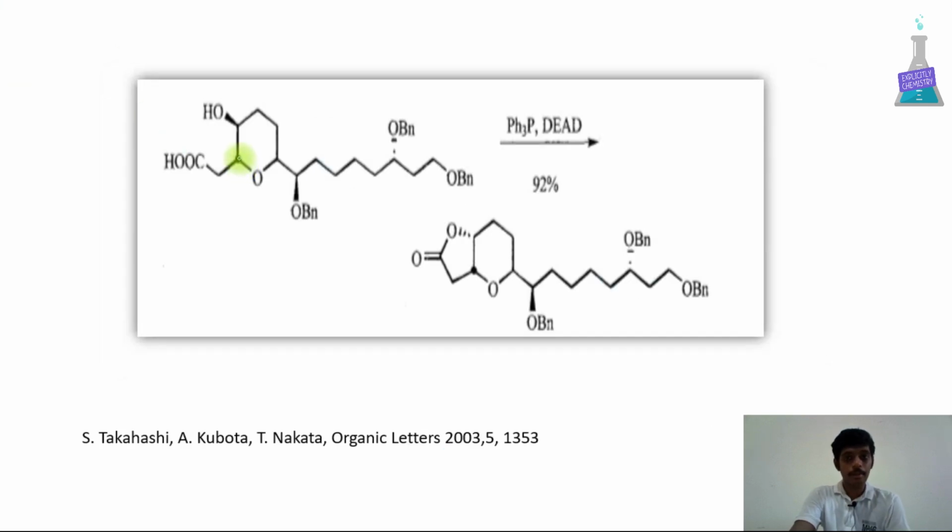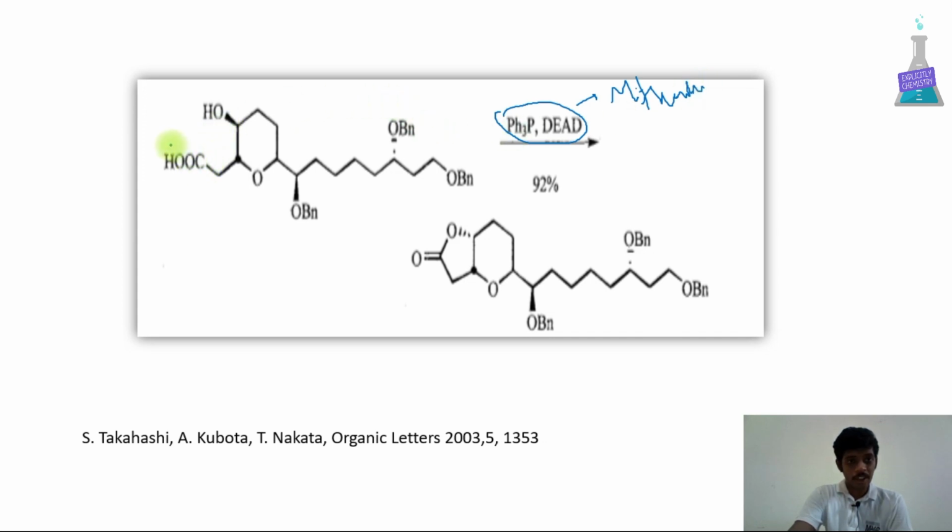This is another example. You see, this is a starting material. We are given with OH which is in wedge projection. The reagent used is PPh3 and DEAD. If you see this reagent, it is definitely Mitsunobu reaction.